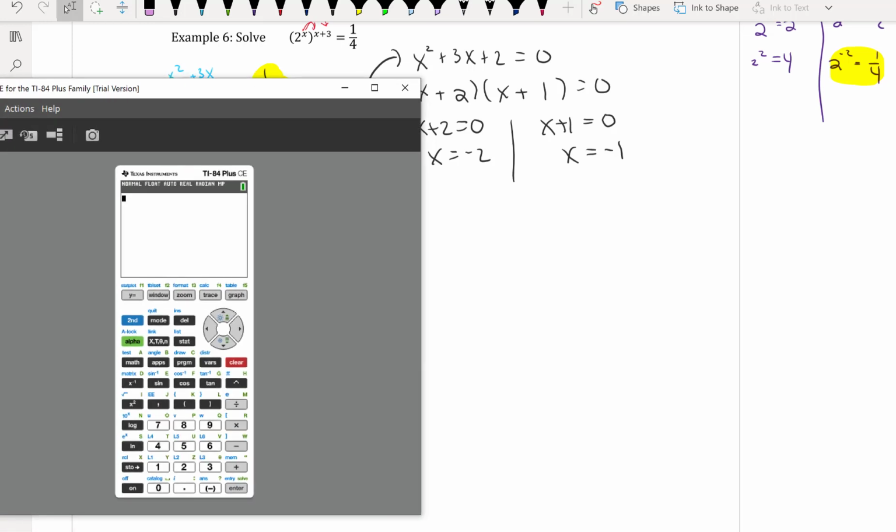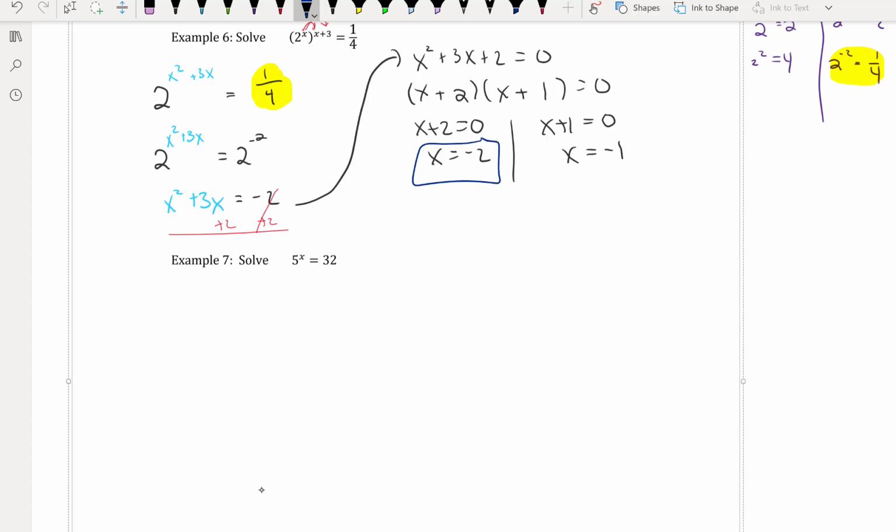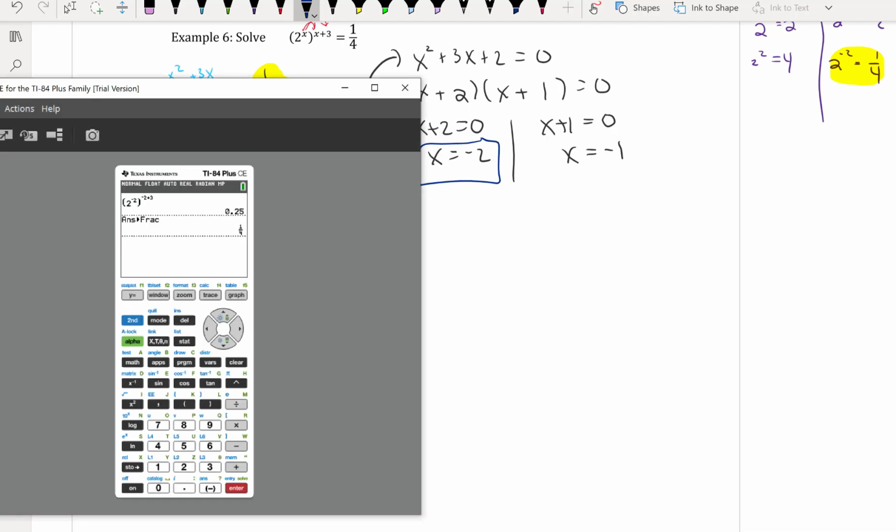All right, so I'm going to have parentheses, and I have 2 to the power of, let's try negative 2 first. So negative 2. Then I'm going to close the parentheses to the power of negative 2 plus 3. We are hoping that that's going to give me my 1/4. If it is, then I know my answer is going to be true at negative 2. And it's 0.25, and just to make sure, that is exactly 1/4. So this is a good answer. I have checked it in my original solution.